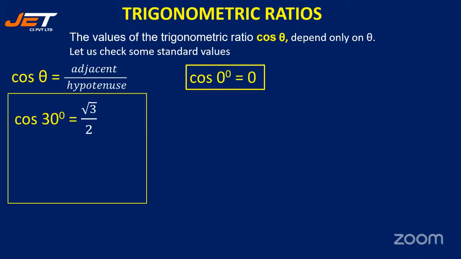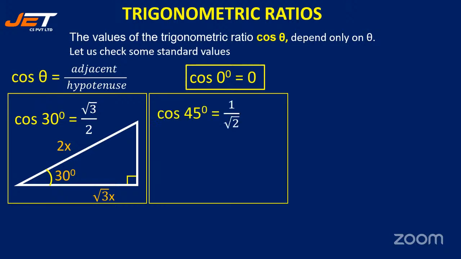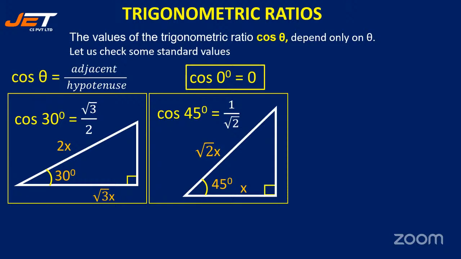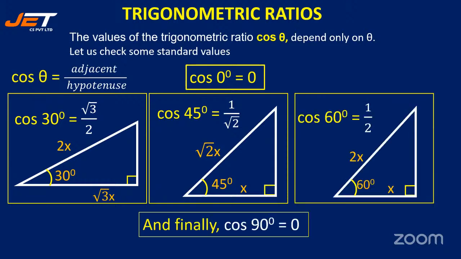That is, cos 0 is 1. Cos 30 is root 3 by 2. Right? So adjacent side by hypotenuse, so root 3x by 2x. x gets cancelled. So it is root 3 by 2. Cos 45 is 1 by root 2. Right? Cos 60 is half. And finally cos 90 is 0.